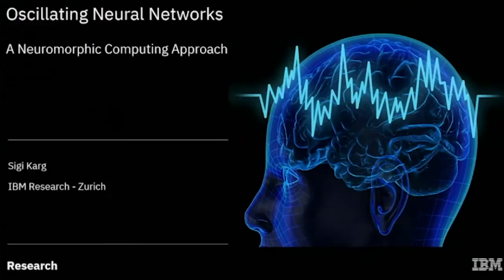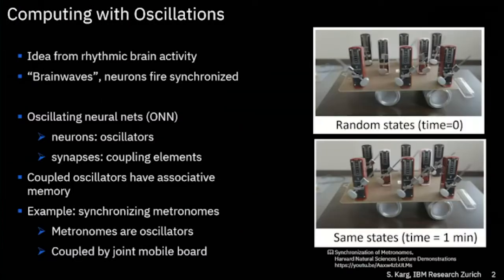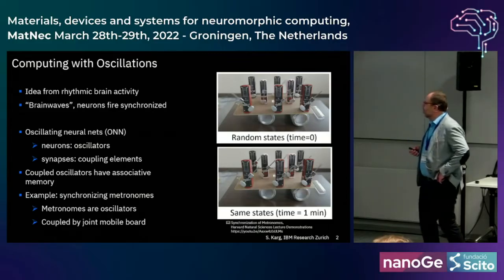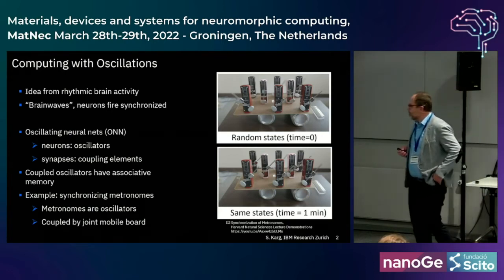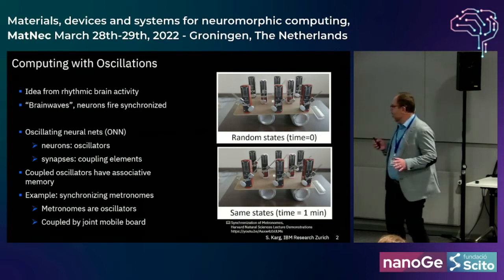Oscillating neural networks are a neuromorphic computing approach. So, computing with oscillators or oscillations. The idea stems from rhythmic brain activity, so-called brain waves. Neurons fire synchronized, and the brain is using these for a lot of very basic functions. So one tries to mimic those brain activities using oscillating neural networks. The neurons are the oscillators, and the synapses are coupling the elements.